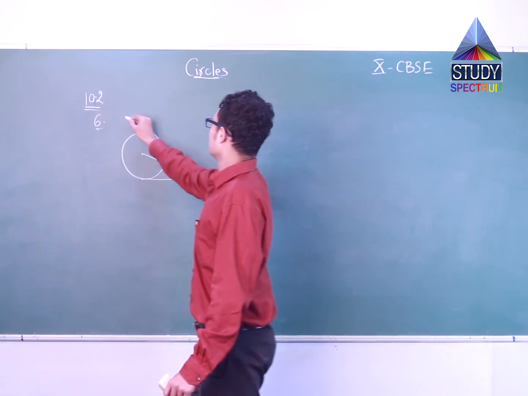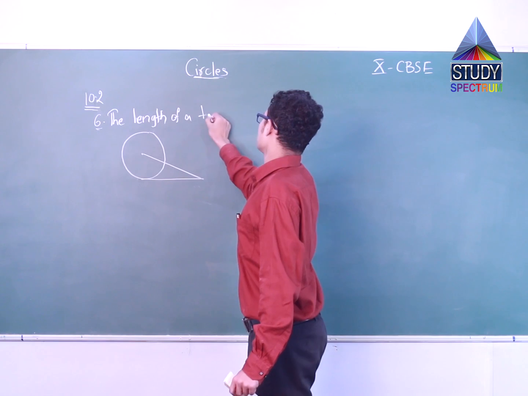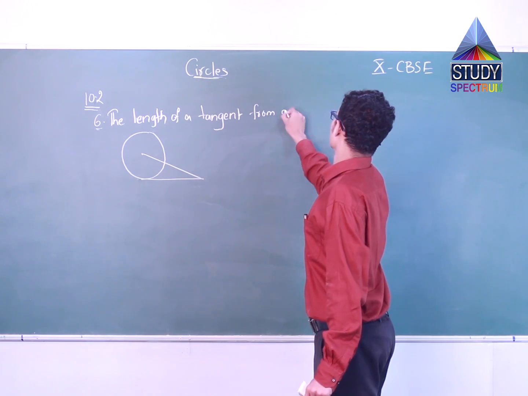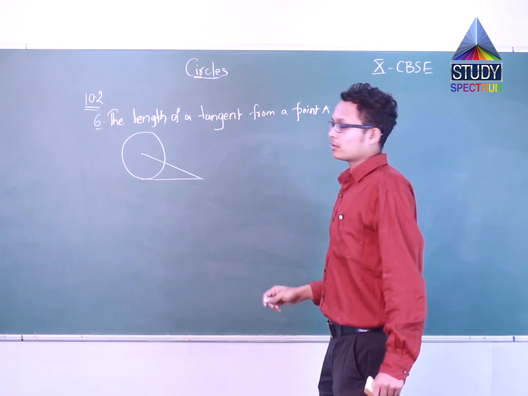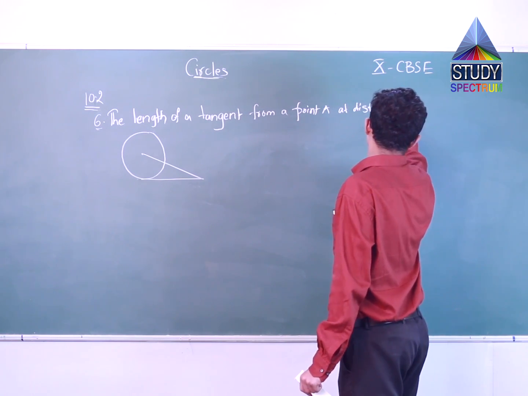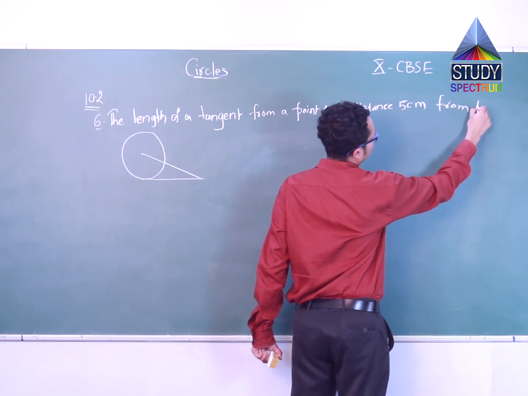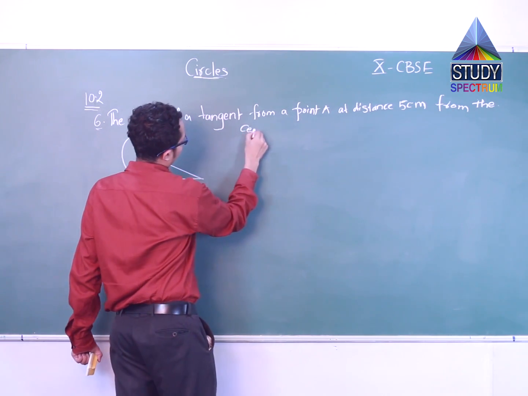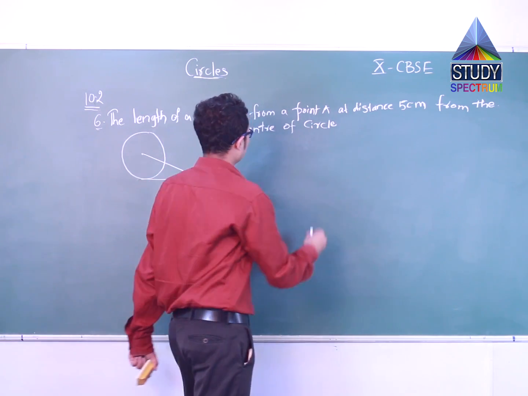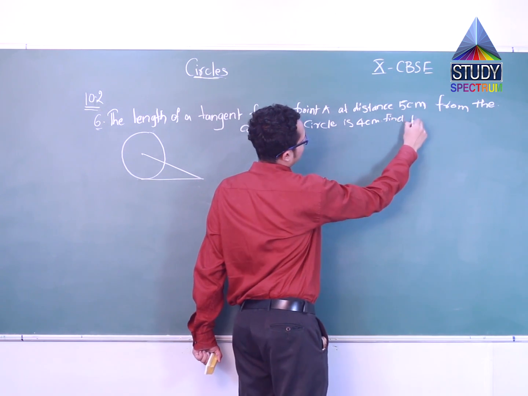I'll write out the question for you. The length of a tangent from a point A at a distance 5 centimeters from the center of the circle is 4 centimeters. Find the radius of the circle.